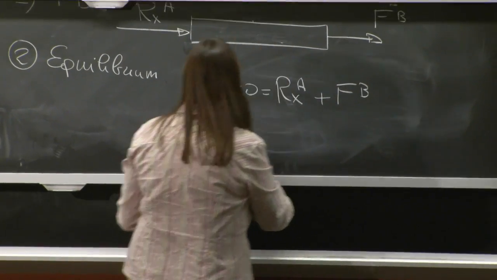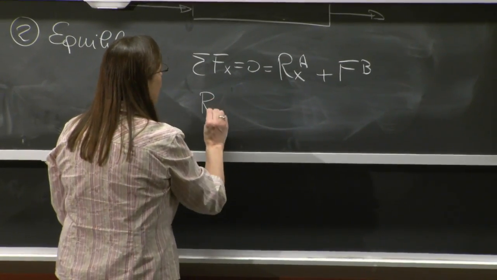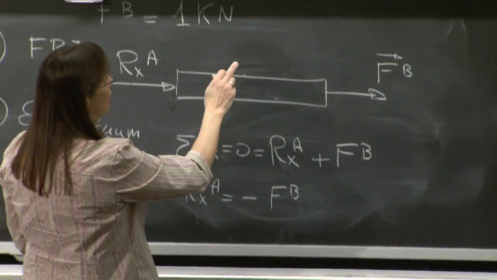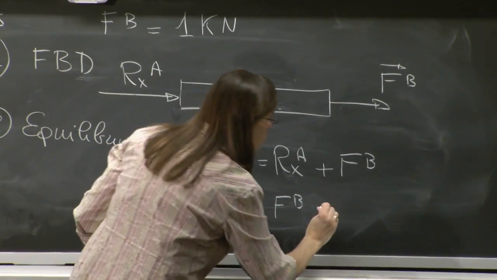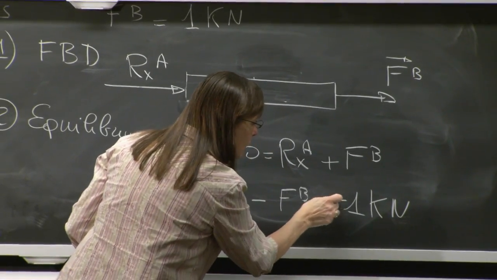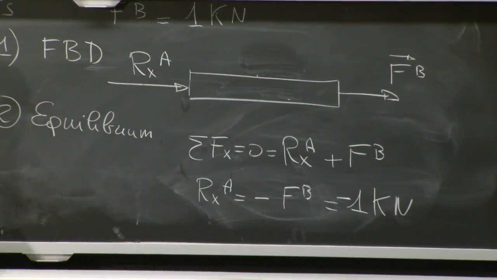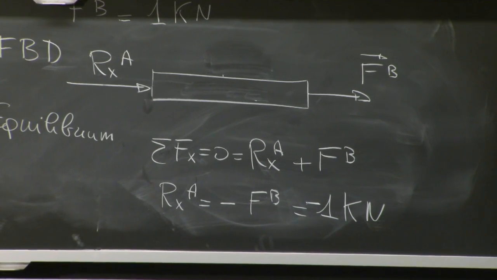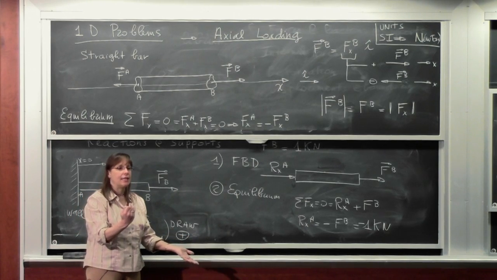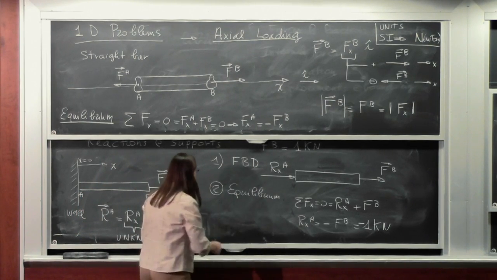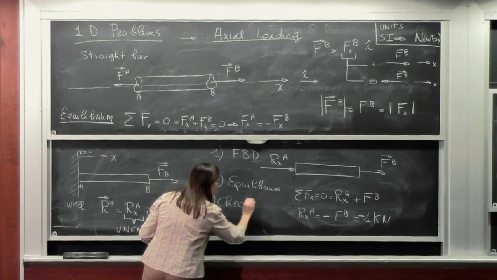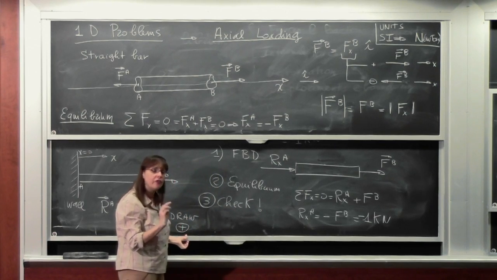And so out of that, you see that I get simply that RXA is equal to minus FB. And the magnitude of FB was 1 kilonewton. So RXA is equal to minus 1 kilonewton. The fact that it comes out negative means that the real value goes against the x-axis. So the third thing that you do, you always check your answer. Once you have an answer, check it out. Make sure it's correct. Don't forget this step.